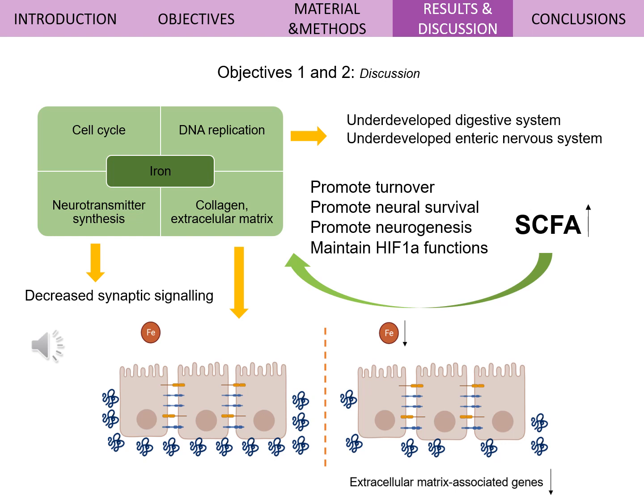To discuss briefly the results obtained, just mention that iron is a micronutrient involved in the regulation of cell cycle and DNA replication, and this justifies the underdeveloped epithelium that we observed in RNA sequencing data. Iron is also involved in neurotransmitter synthesis, which is in agreement with the decrease in synaptic signaling that we observed. And iron is also essential for collagen metabolism and therefore is involved in the organization of the extracellular matrix, which justifies that there's a decrease in extracellular matrix associated genes and proteins during IDA.